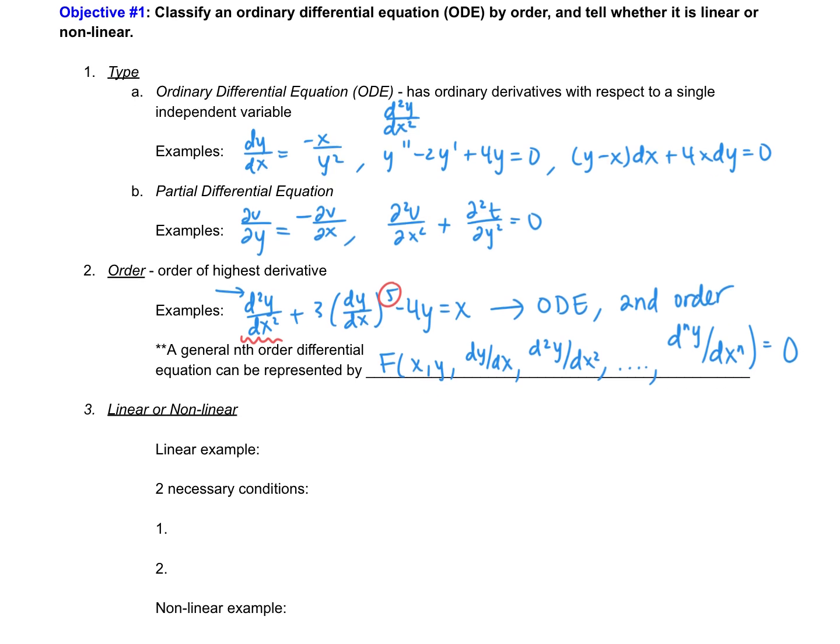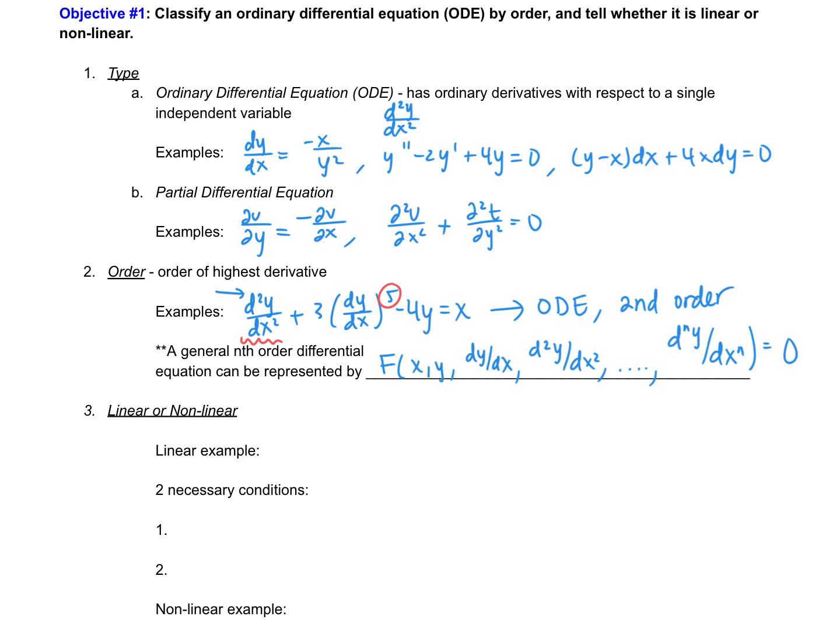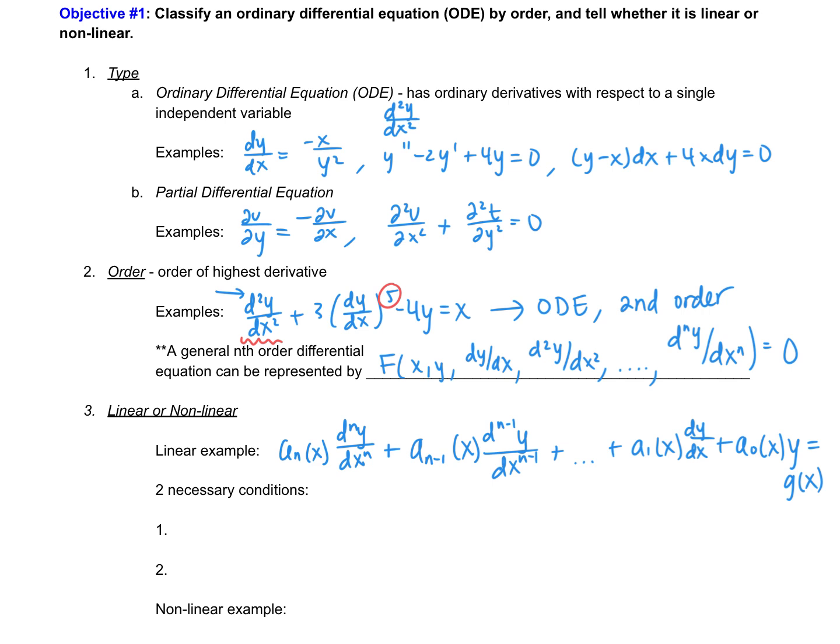The last thing that we're going to be interested in is whether or not the equation is linear. So taking a look at a linear example. We have a_n(x) times the nth derivative of y with respect to x, plus a_(n-1)(x) times the (n-1)th derivative of y with respect to x, all the way down to a_1(x) dy/dx, plus a_0(x) times y equals g(x). So what makes this linear? Well, there are two conditions here that we see. The first thing that we see is all of our coefficients are in terms of x. So in order for an equation to be linear, we need coefficients in terms of x.